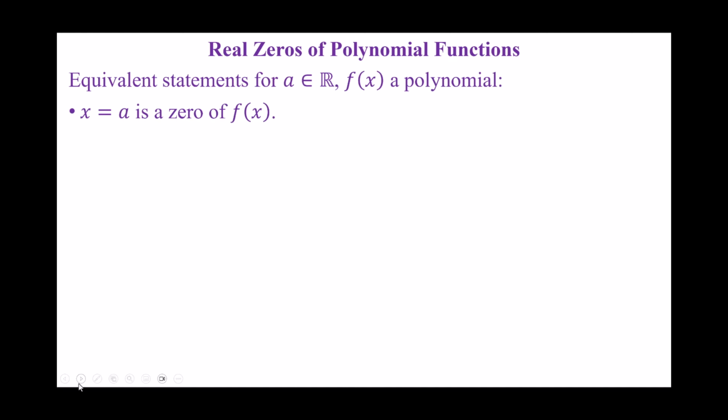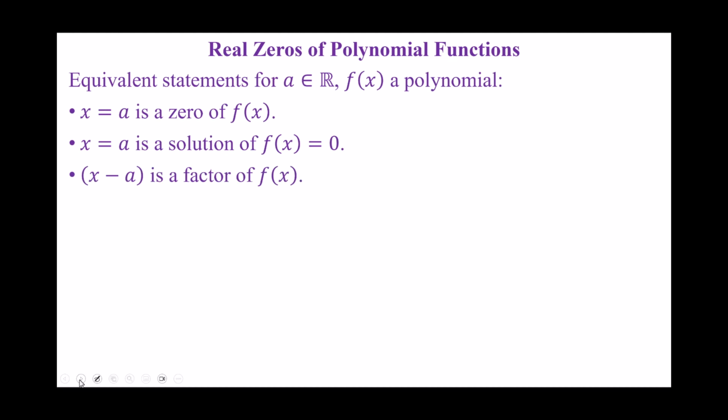One, x equals a is a 0 of f of x. X equals a is a solution to the equation f of x equals 0. X minus a is a factor of f of x. And (a, 0) is an x-intercept of the graph of f of x. So all of these mean the same thing. If we're only talking about the real zeros, then they can be an x-intercept. If we're not talking about real zeros, the first 3 are all going to be equivalent, but then it wouldn't be an x-intercept of the graph.